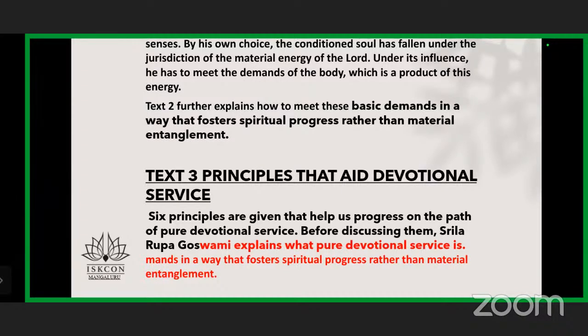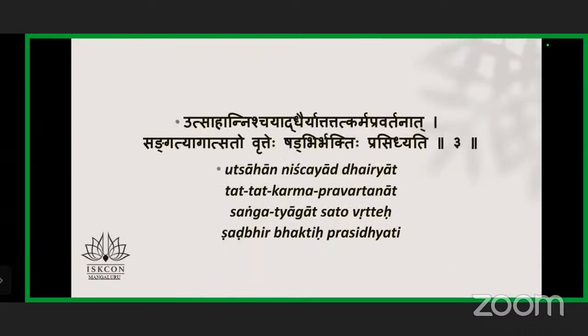Before discussing them, Srila Rupa Goswami explains what pure devotional service is and in what way it fosters spiritual progress rather than material engagement. In what way we can go forward in devotional service. So this is a shloka. Utsaha nishchaya dhairyat tat karma pravartanat sangatyaga sato vritte shadbhir bhaktir prasidyati. What was the last word over there? Vinashyati. Those 6 things were destroying, and these 6 things are increasing or progressing devotional service.